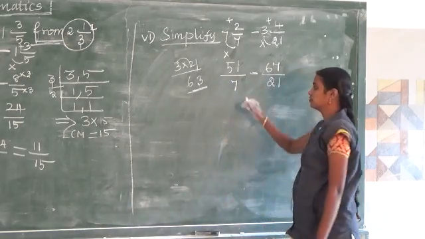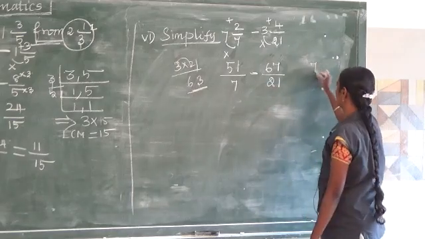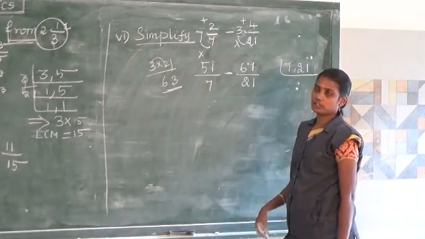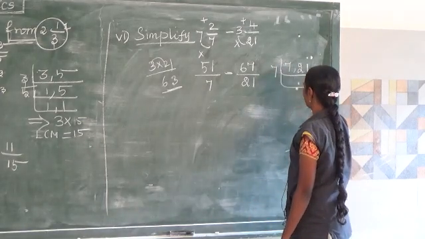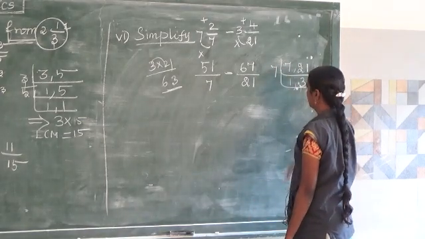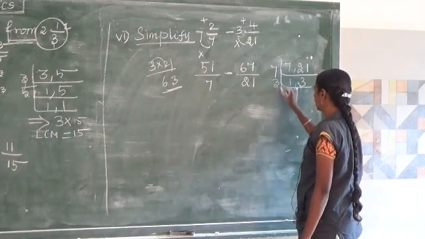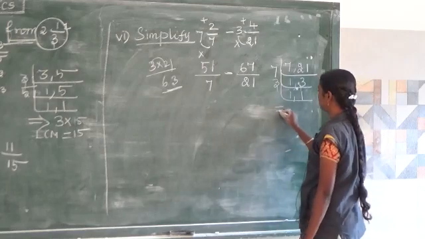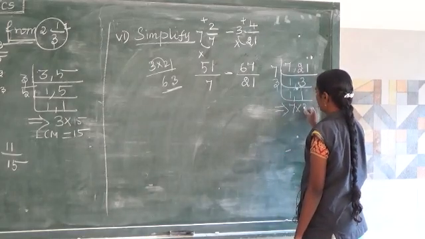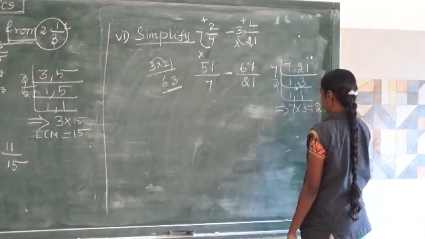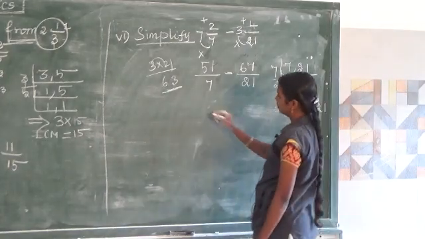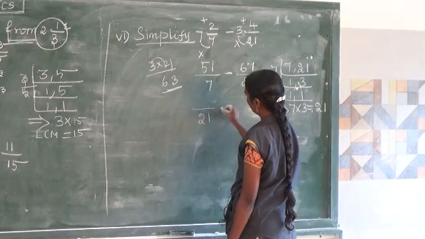Now take the LCM for 7 and 21. 7 table: 7 1s are 7, 7 3s are 21. Then 3 table, 1 and 1. Now multiply 7 into 3 is 21. So the LCM is 21. Make the denominator 21.